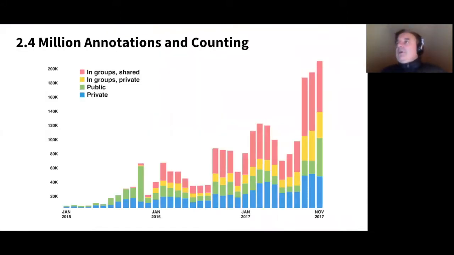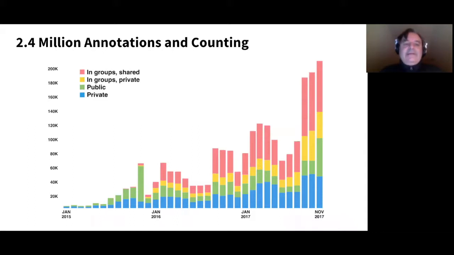Just a little bit more on Hypothesis and where we are these days. Compiling numbers through November last year, we're up to just about 2.4 million annotations. We may hit 2.5 today. I know Heather's anxiously watching the numbers tick by, so that could happen any minute now.